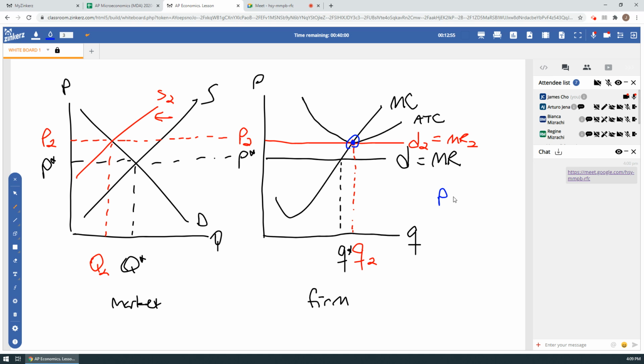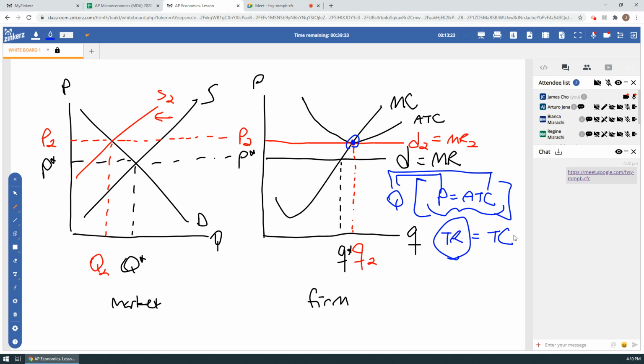And whenever I tell you that price is equal to ATC, or whenever I compare price to ATC at all, what does it mean if price is equal? Total revenue equals total cost. Yeah, that's what I mean. When I say price is equal to ATC, what I mean is total revenue is equal to total cost. Because all I need to do is multiply both sides of the equation by Q. P times Q is total revenue. ATC times Q is total cost. So either way, you're going to end up in long run equilibrium where there's zero profits and zero losses. I'll show you that at the end.